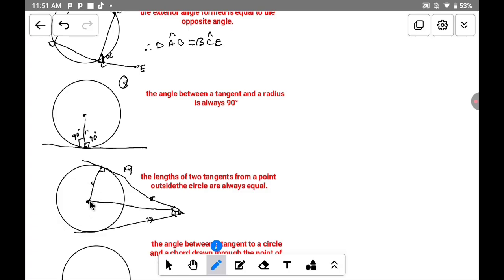Okay, the same thing is applicable to this. If we have it like this, that bisector will also give us a radius. So the angle here is also equal to the angle here. So that is what they say: the lengths of two tangents from a point outside the circle are equal. So the length of these two tangents, this length here and this length here, are equal to each other. So let's move further to look at the last theorem.